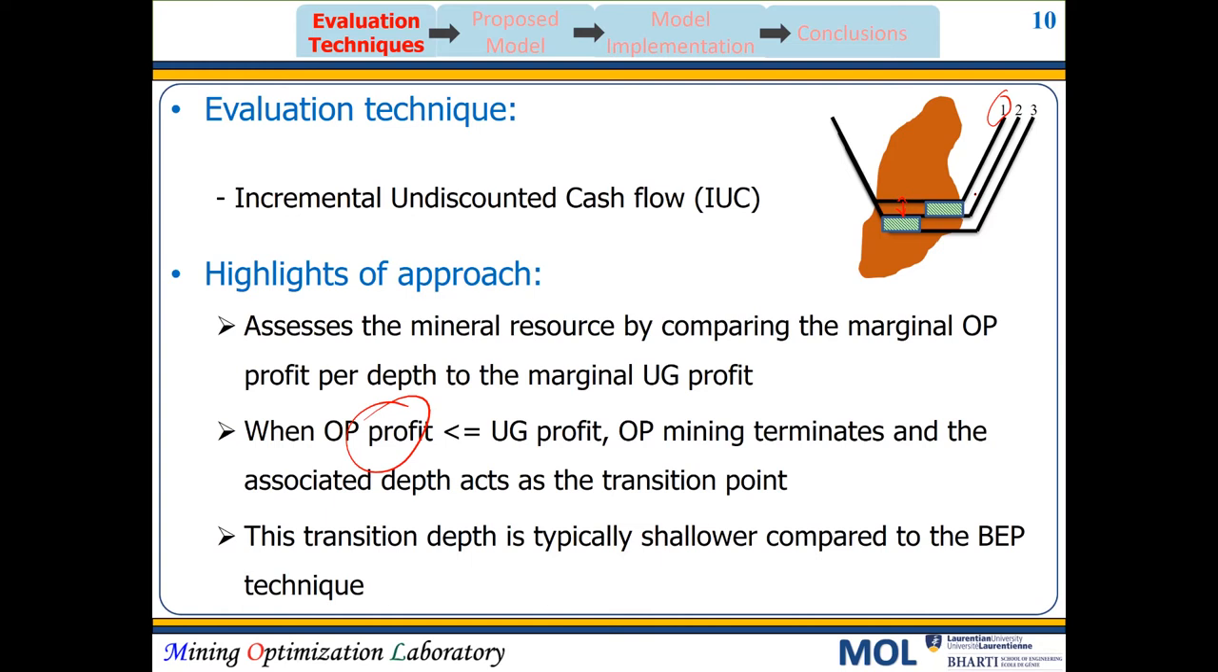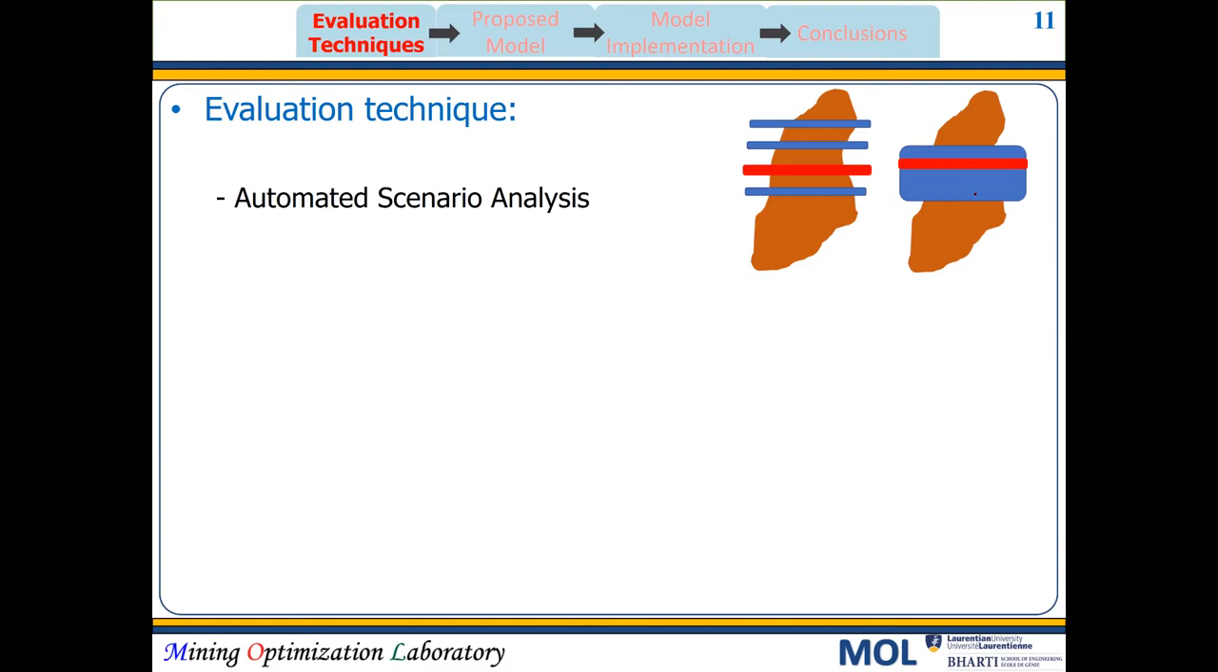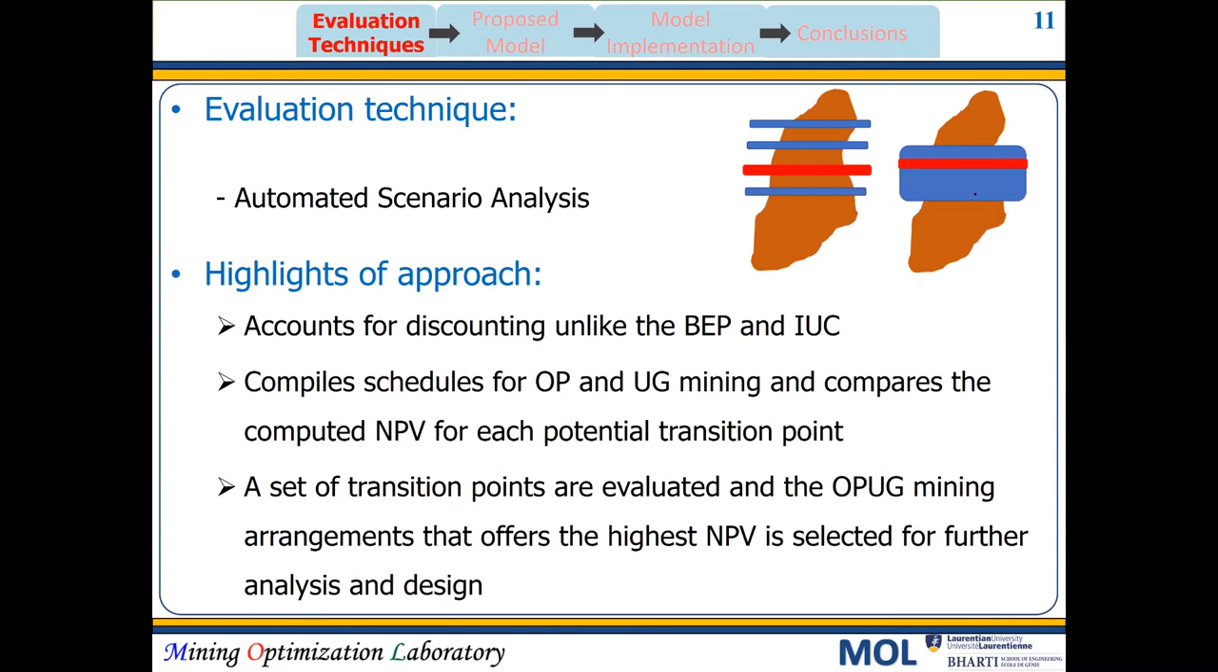Now, one of the things you will notice with these first two approaches, which is the biggest economic pit and the incremental undiscounted cash flow, is that these two approaches so far do not consider discounting, which is the time value of money, in the transitions optimization approach. Then the third evaluation technique is referred to as the automated scenario analysis. So this basically is like generating a schedule for your open pit operation, right? And once you are generating a schedule, it means that you are introducing discounting. Unlike the biggest economic pit and incremental undiscounted cash flow, you introduce discounting.